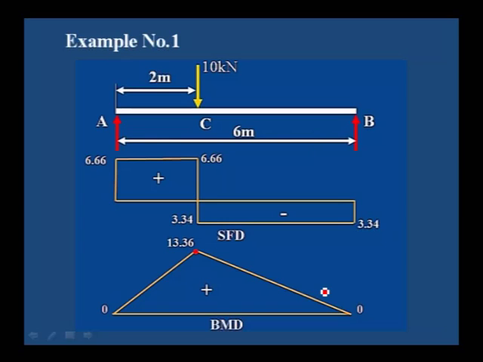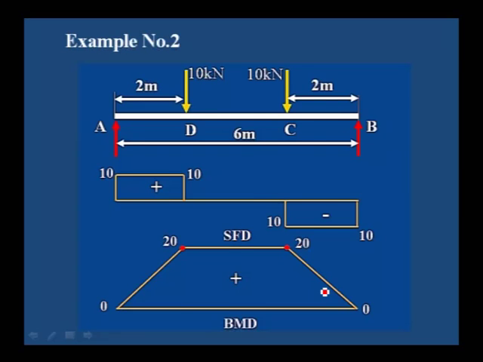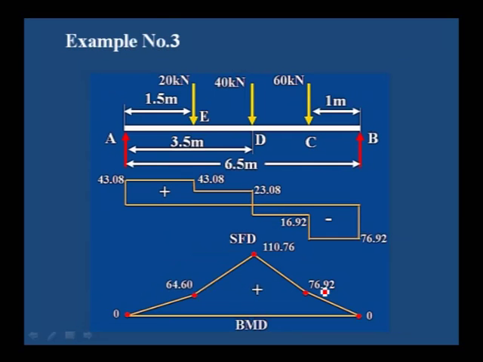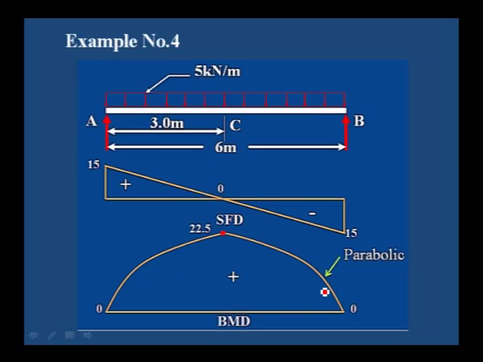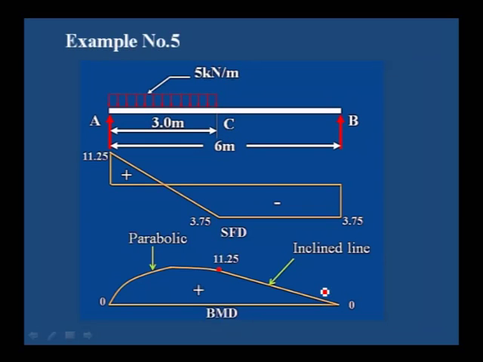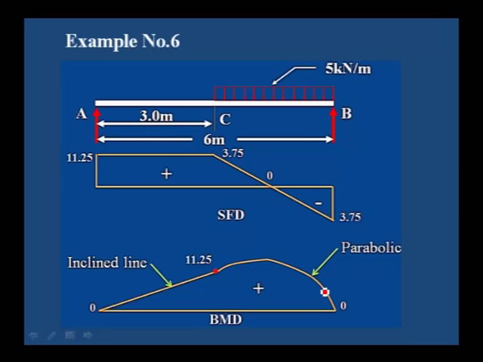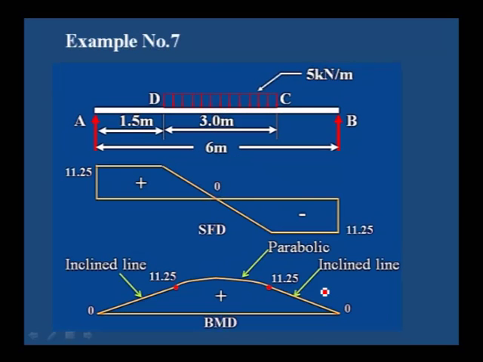These are the cases we have considered: single point load, two point loads, three point loads, uniformly distributed load throughout its length, uniformly distributed load on the left half, uniformly distributed load on the right half, and then uniformly distributed load on the central portion. These are the different types of problems we discussed today. Next session we will see a combination of uniformly distributed load and point load, and how to calculate the bending moment and shear force diagram for it. Thank you.